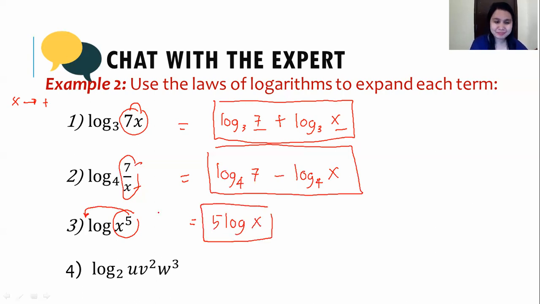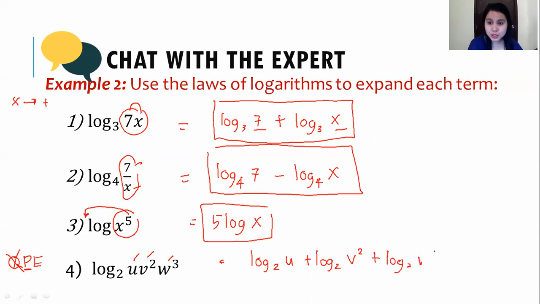The next one, here, your antilogarithm is u v squared w cubed. Remember our sequence QPE. There's no quotient, but there's product. So we start with the product first. Once you expand multiplication, it becomes addition. So we have log base 2 of u plus log base 2 of v squared plus log base 2 of w cubed.